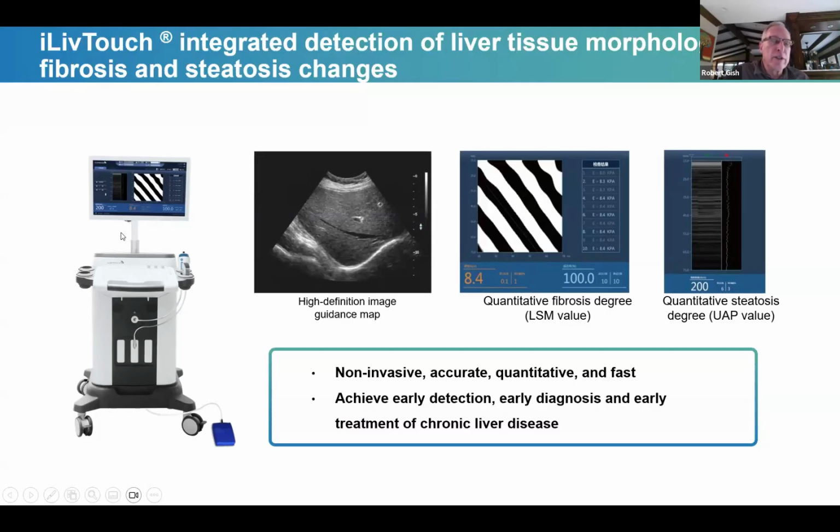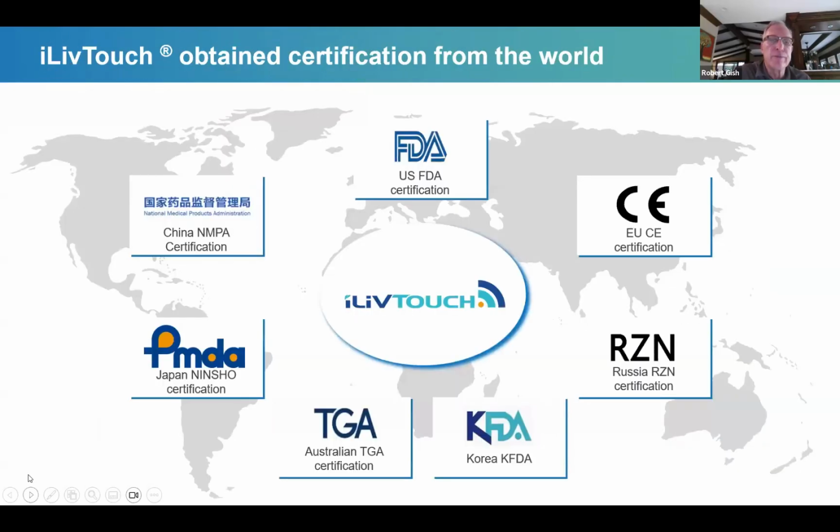On the far right, you're seeing a quantitative steatosis degree, which is that UAP value that we described previously. This is a larger device here. There's a smaller device that has very similar access points, and that can be carried in a small suitcase the size of a carry-on that can be mobilized with wheels and a handle.